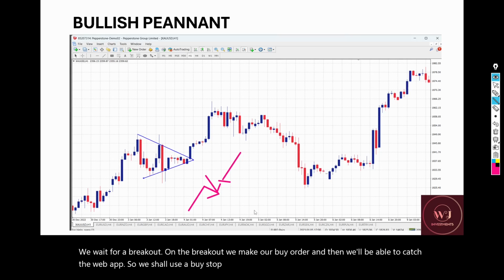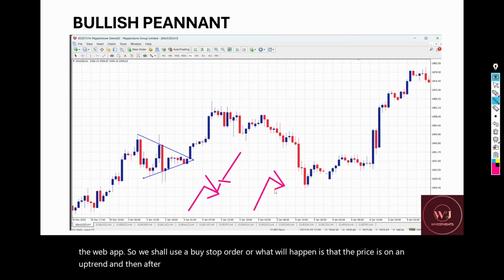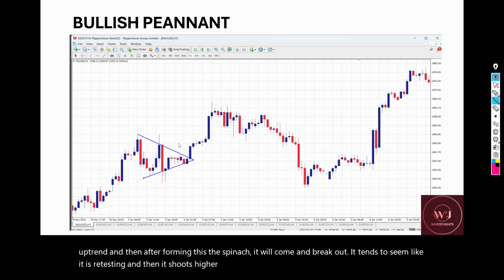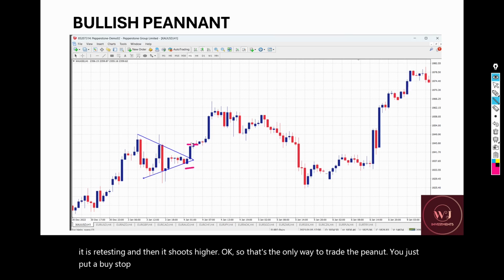What will happen is that the price is on an uptrend, and then after forming this pennant, it will come and break out. It tends to seem like it is retesting, and then it shoots higher. So that's the only way to trade the pennant. You just put a buy stop order, put a stop loss, and then wait to catch the wave up.